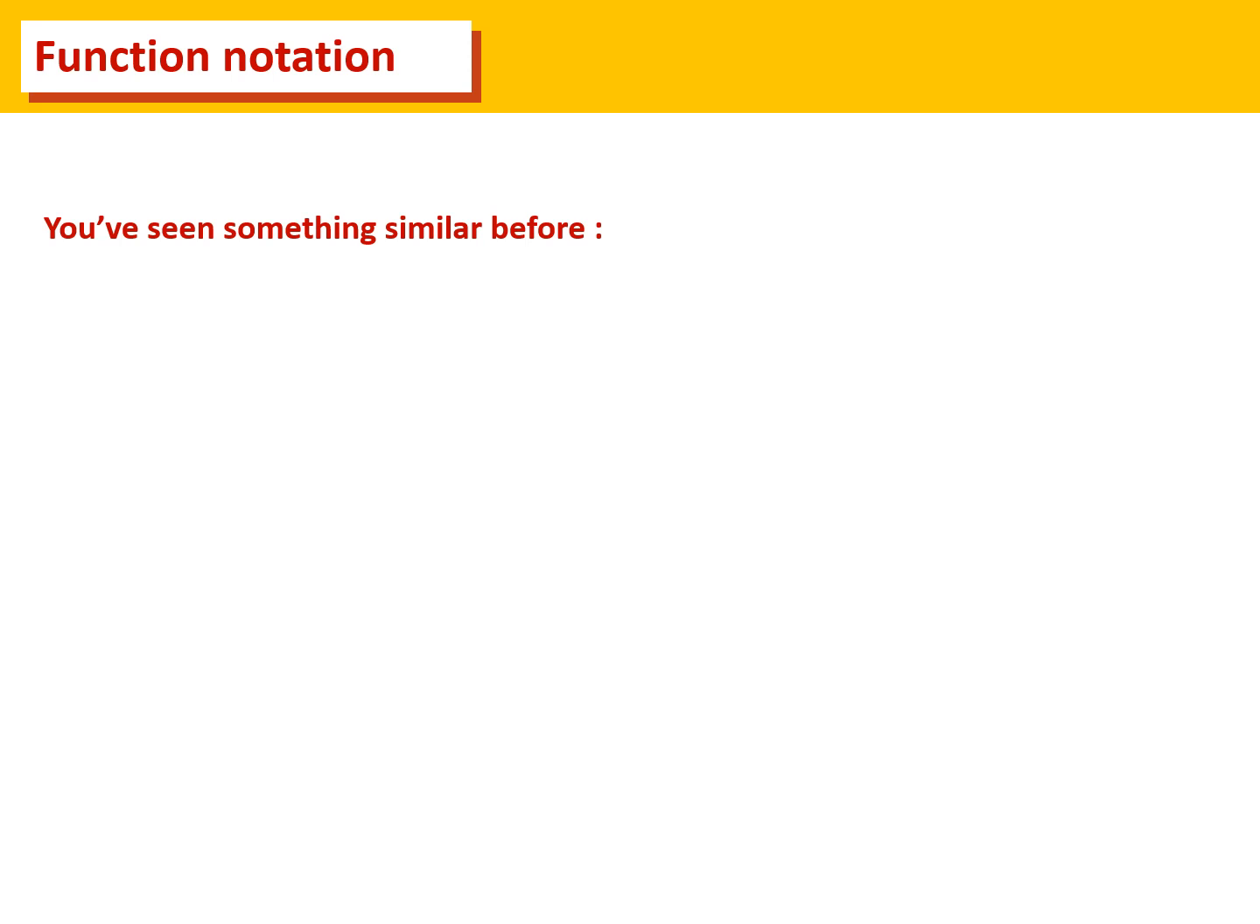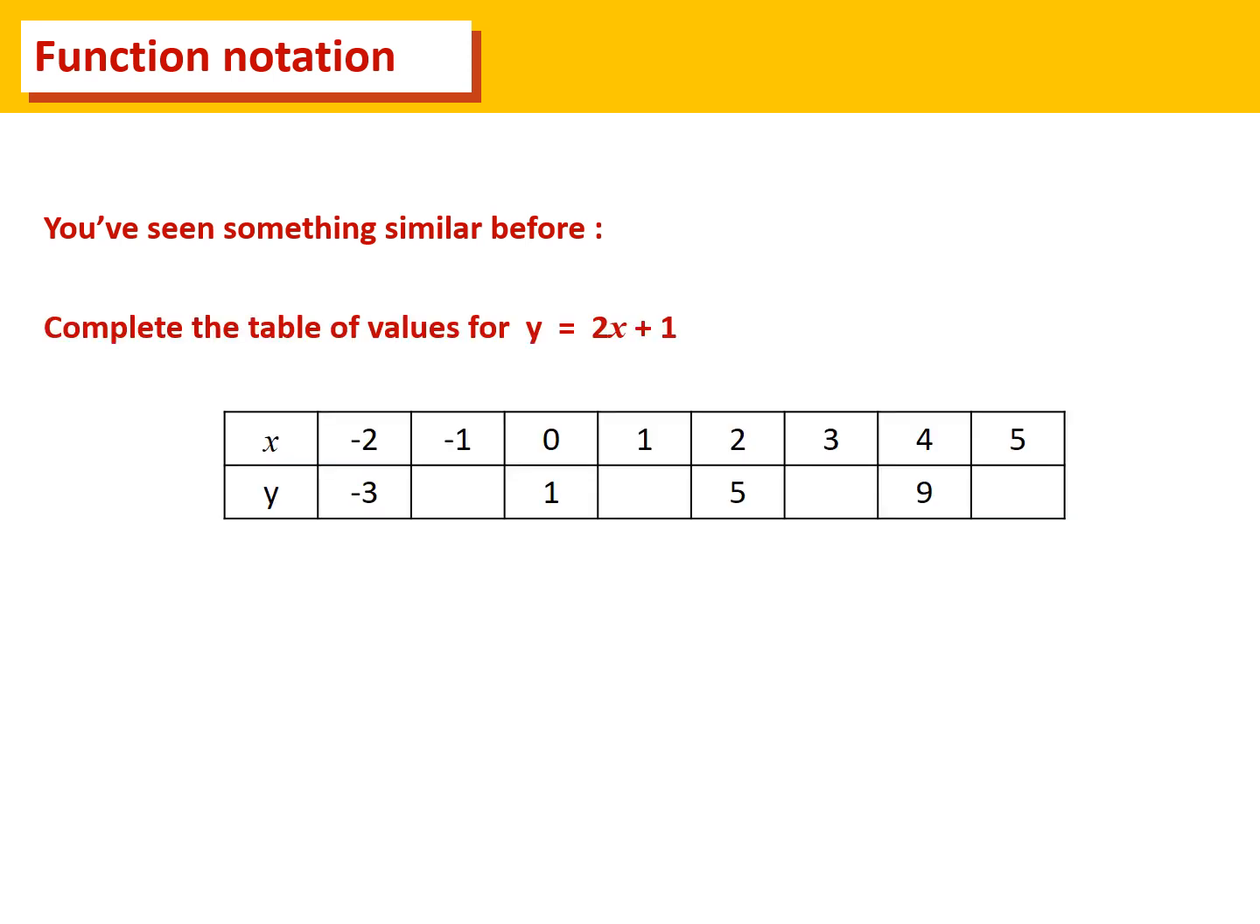You've seen something similar to a function before. If we were asked to complete the table of values for y equals 2x plus 1, if x were negative 1, y would be 2 times negative 1 plus 1. 2 times negative 1 is negative 2, plus 1 is negative 1. If x were 1, timesing by 2 and adding 1 would give us 3. If x were 3, 2 times 3 is 6, plus 1 is 7. And finally, if x were 5, y would be 11.